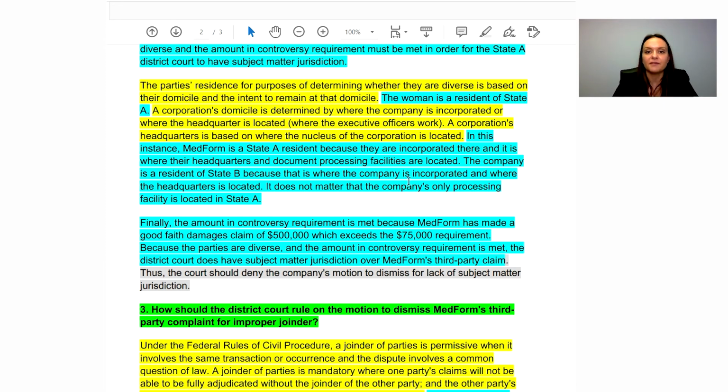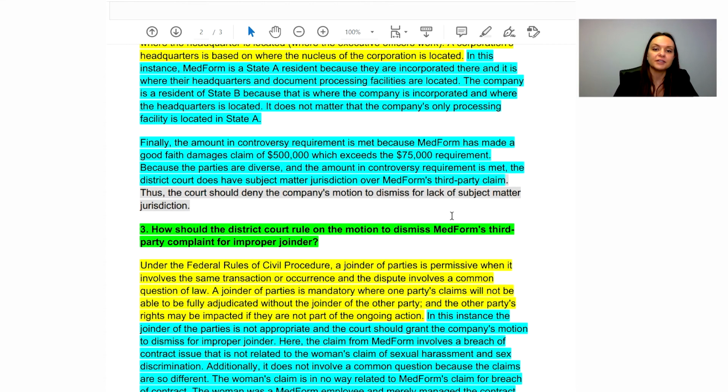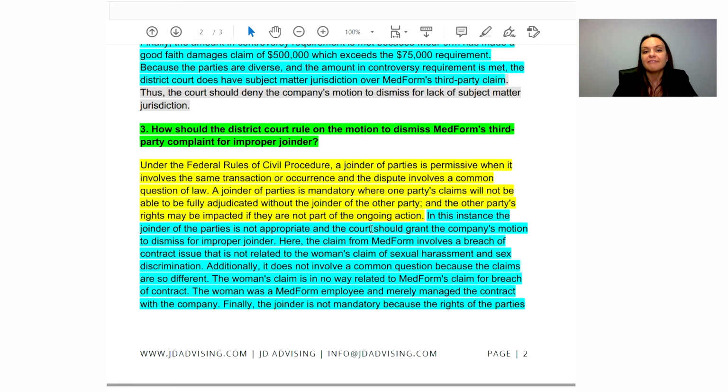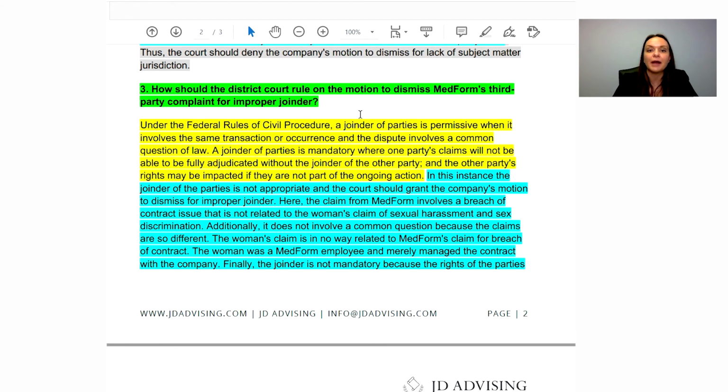Then I'm not going to read you all of this blue, but the examinee goes on to analyze where MedForm is incorporated and its principal place of business or headquarters, and likewise the company, all to reach the conclusion here in gray that the court should deny the company's motion to dismiss for lack of subject matter jurisdiction. In other words, this examinee gets it right. Finally, to the third issue, the improper joinder claim.